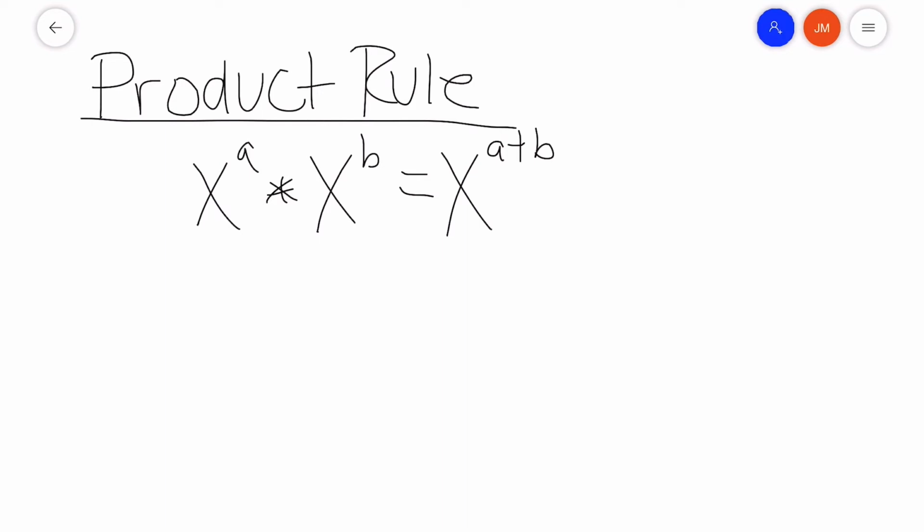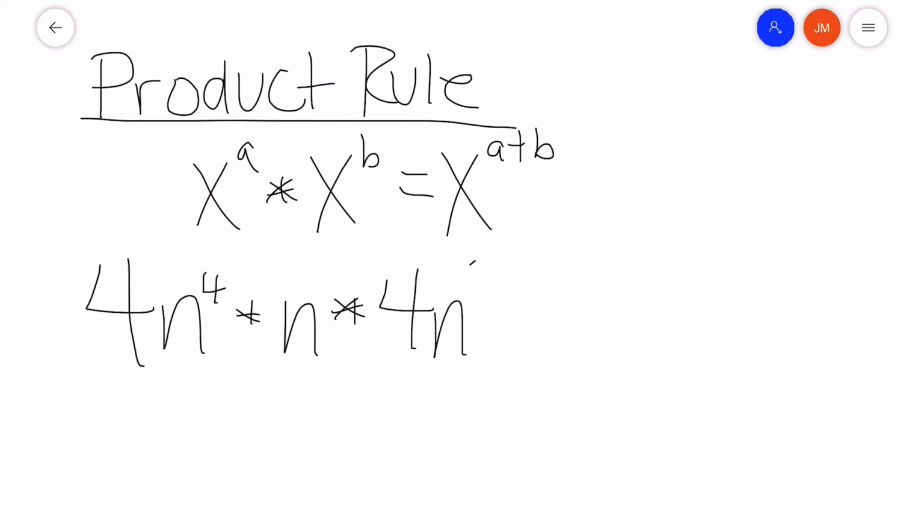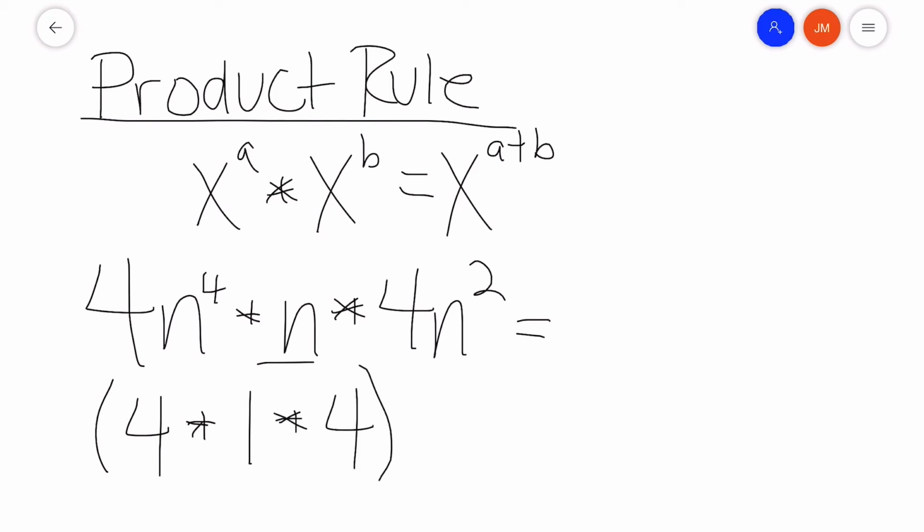Let's do another example. So we have 4n to the 4th times n times 4n squared. So we know that we have to multiply the coefficients first. So the coefficient of the first term is 4. Coefficient of the second term here is just 1 times the coefficient of the third term, which is 4 again. Now we take care of the n. So again, since we're multiplying exponents, we have n.